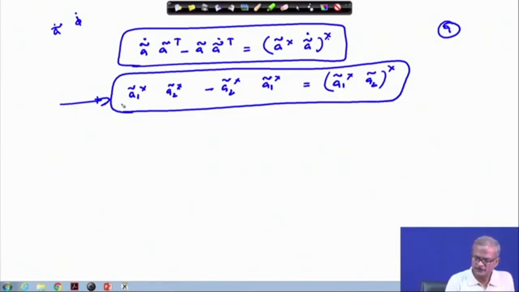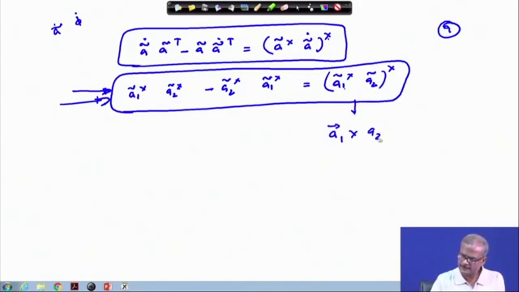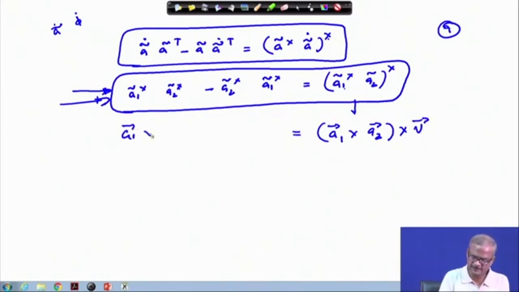Now what we look into is the identity we use. So if you look into this particular part, if you look in the vector notation, this is nothing but a1 times a2 cross, it is something like this. Say if you are operating on vector v, the right hand side is like this, and on the left hand side the same thing will appear as a1 cross a2 cross v minus a2 cross a1 cross v.